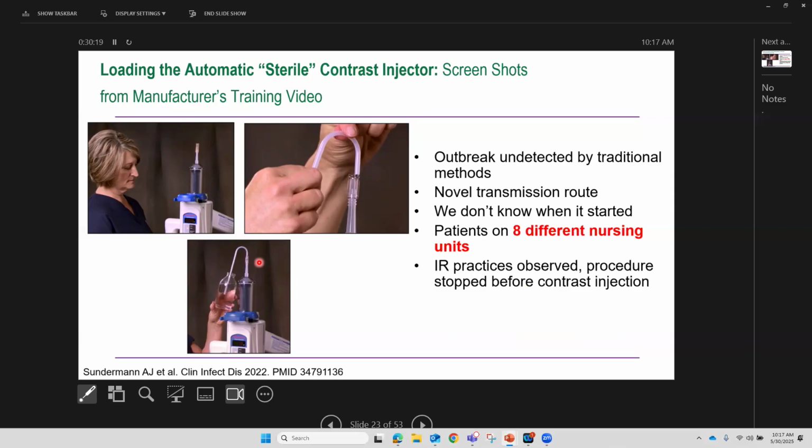So we asked them to show what they were doing. We saw that, and we said, stop, throw that contrast away, and there's a patient on the gurney. We taught them good IP practice, and the outbreak totally stopped.